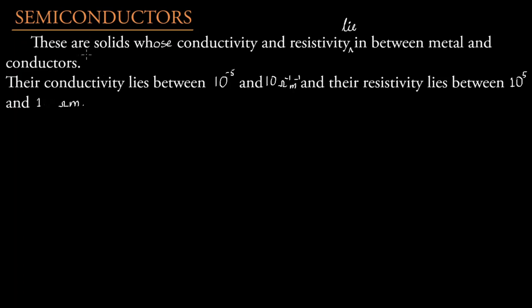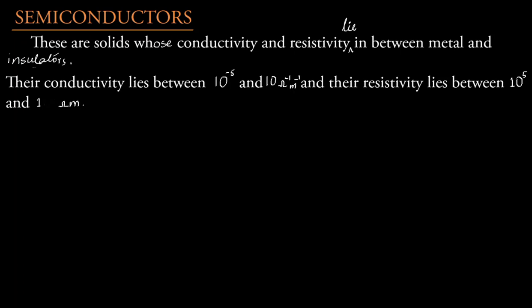So basically, semiconductors are nothing but those solid materials whose conductivity and resistivity lie in between that of metals and insulators. Sorry, this must be between metals and insulators. Instead of conductors, this actually should be insulators. The conductivity of the semiconductors lie between 10 to the power minus 5 and 10 per ohm per meter, and the resistivity lie between 10 to the power 5 and 1 ohm meter.